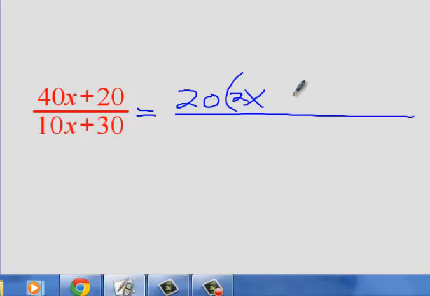Oh, 2x. Yep, plus 1. Everybody okay with that? Yes, no, maybe? Okay, what about the bottom? 10x plus 30. What can I factor out? 10, and what does that leave me with?